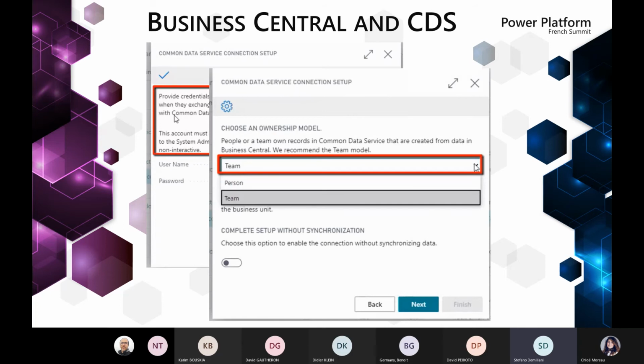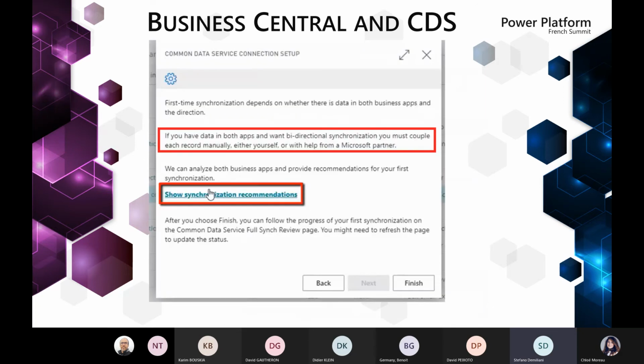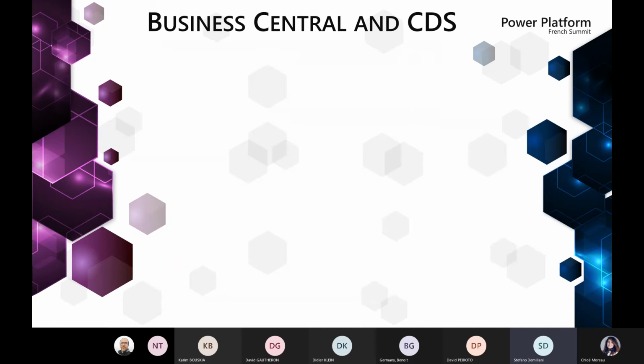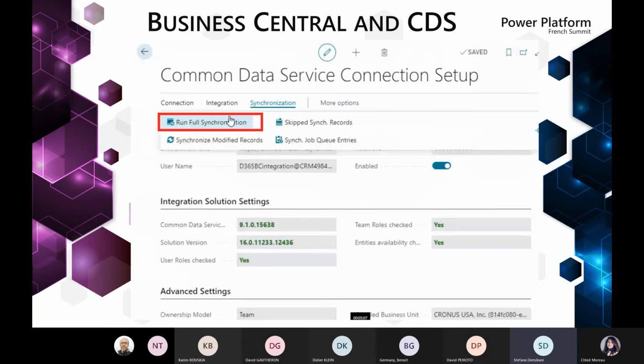Then you need to select an ownership model. So who is the owner of this data? It can be team or person. Normally team if you want to use it as a company-wide synchronization. Then click on Show Sync Recommendations, and you have all the entities that are synchronized and the type of synchronization that you have, if it is bidirectional or not. You can specify them.